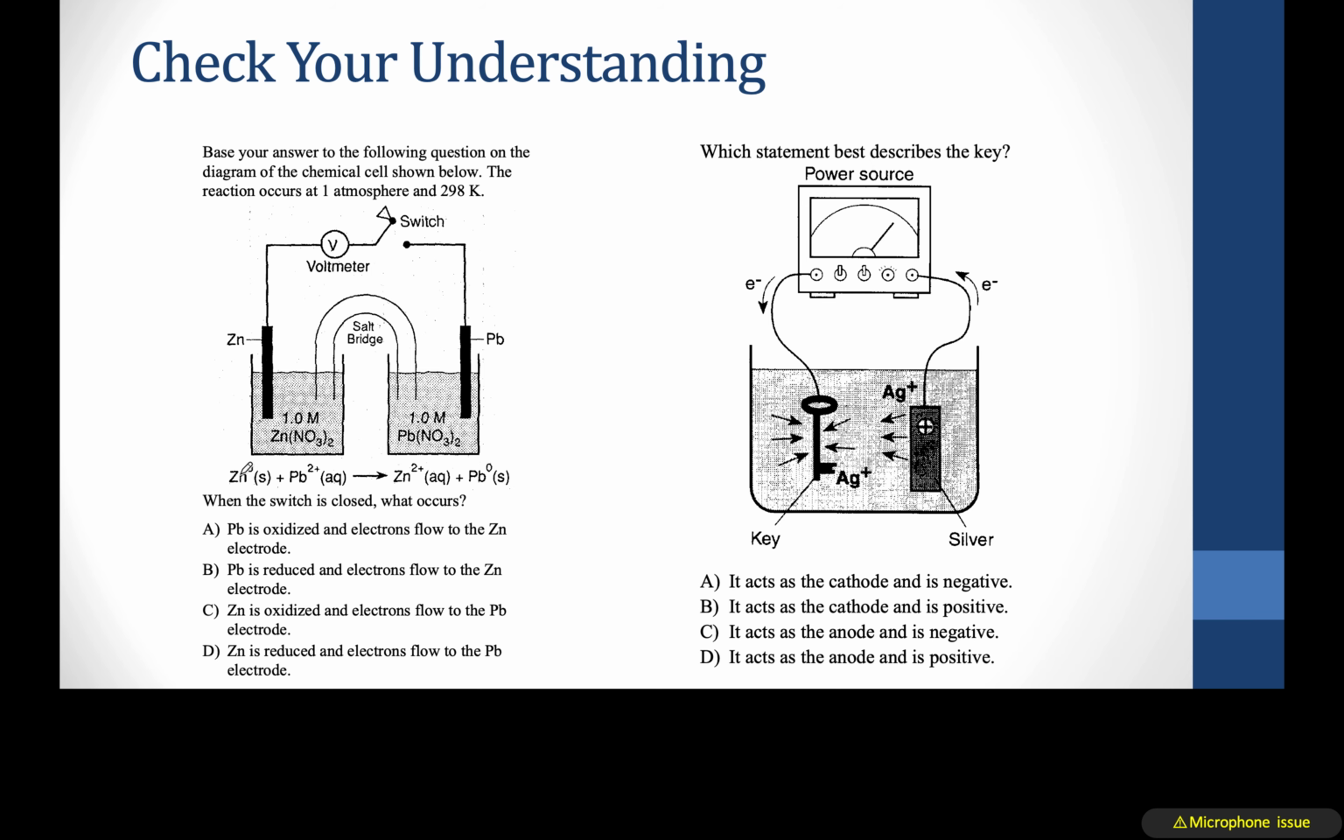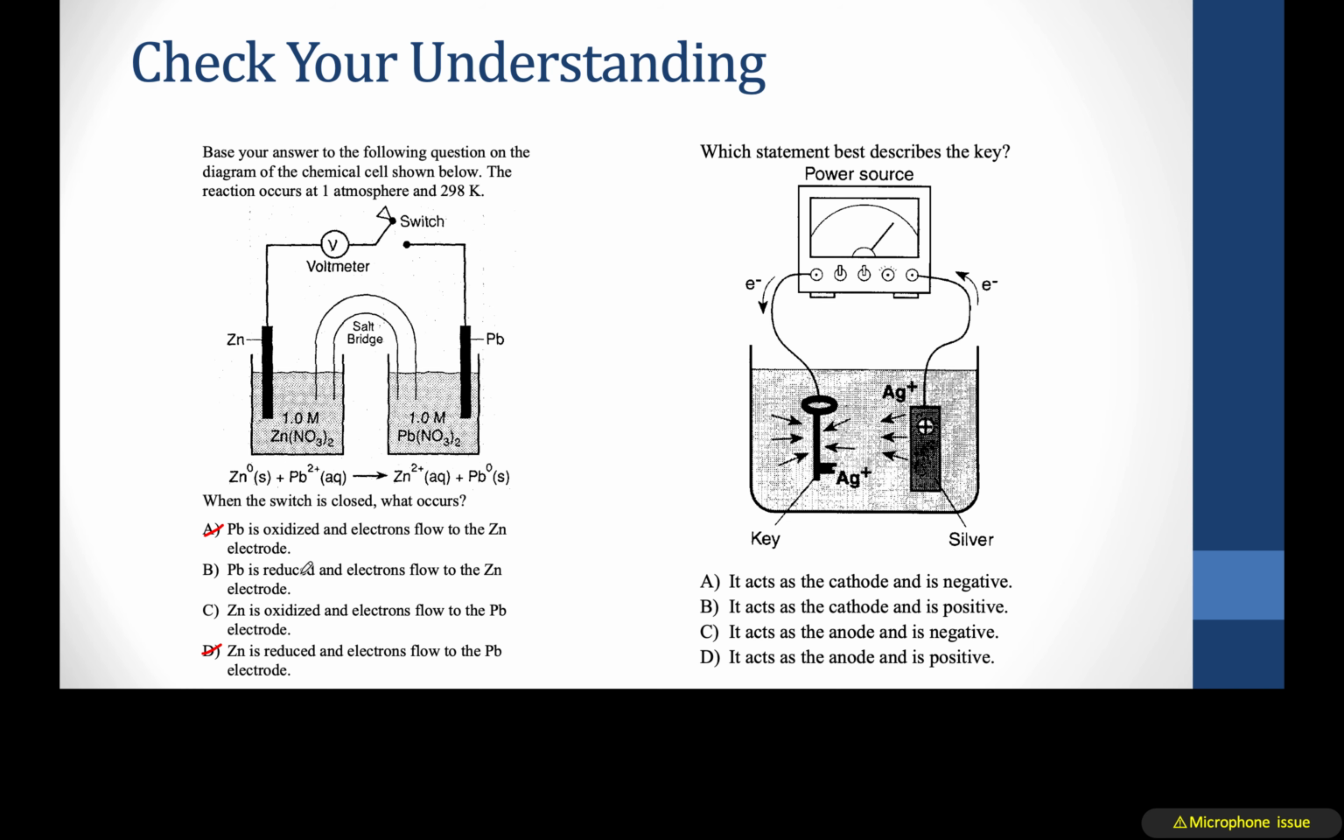Looks like we have zinc going from 0 to 2 plus, getting oxidized, and lead going from 2 plus down to 0, getting reduced. So if we look at the choices here, first of all, we just said zinc's being oxidized, right? So it can't be A, and it can't be D. Because if zinc's being oxidized, lead can't be oxidized, and this literally says the opposite. So it's got to be B or C. We've already narrowed it down.